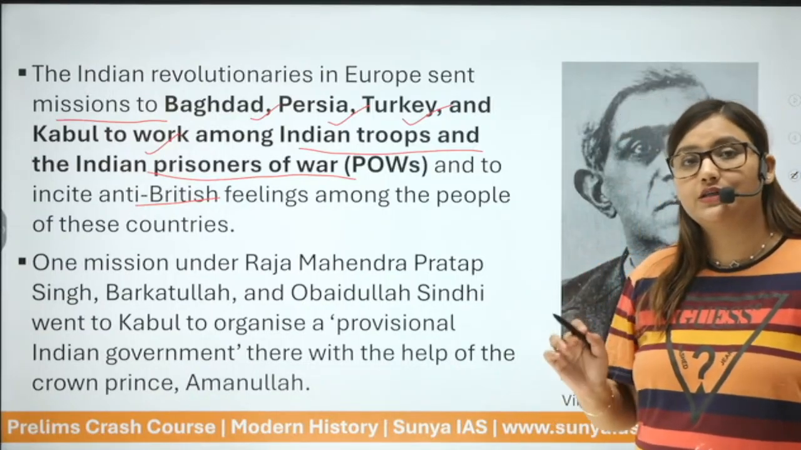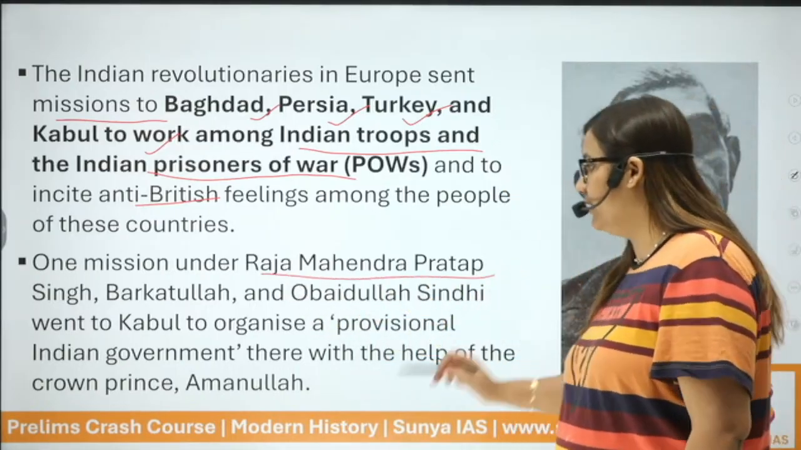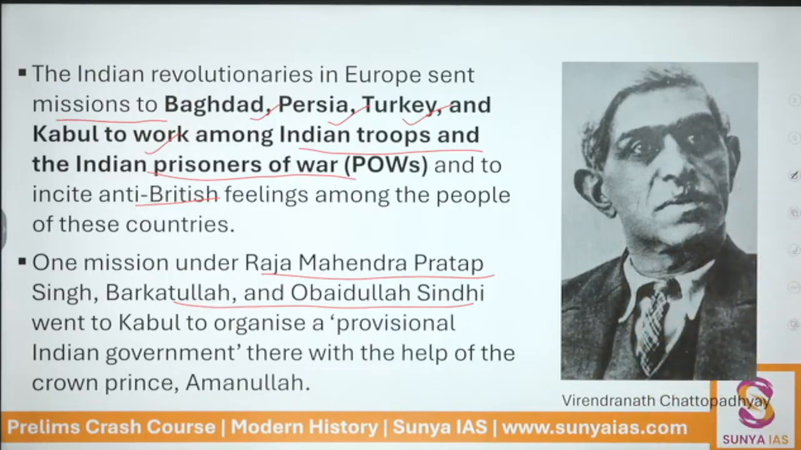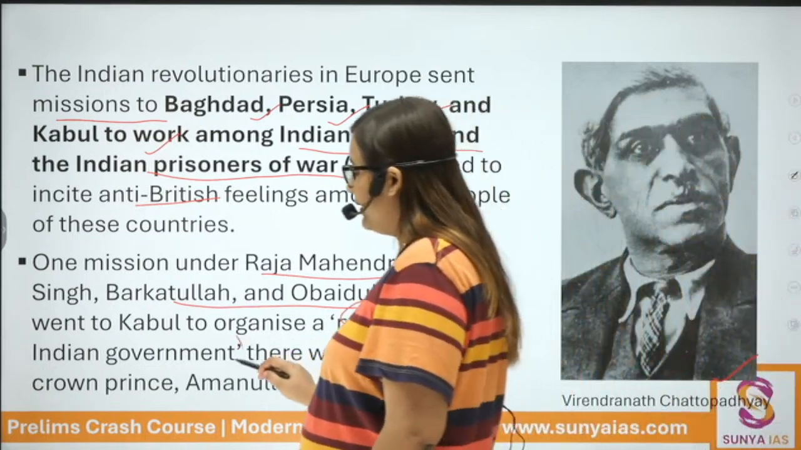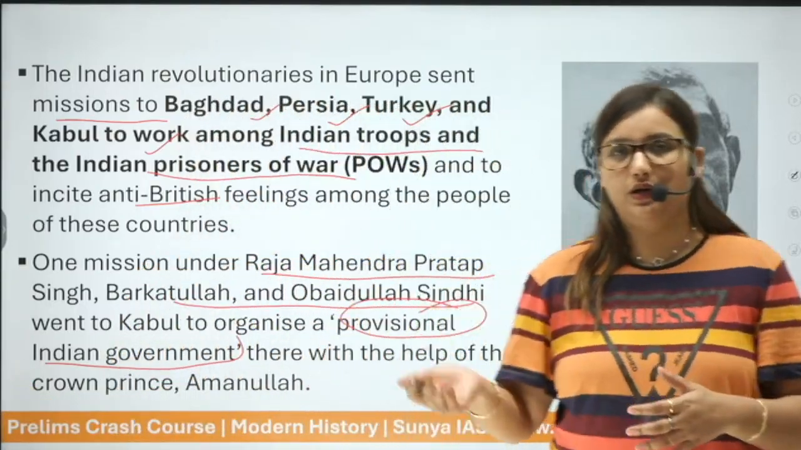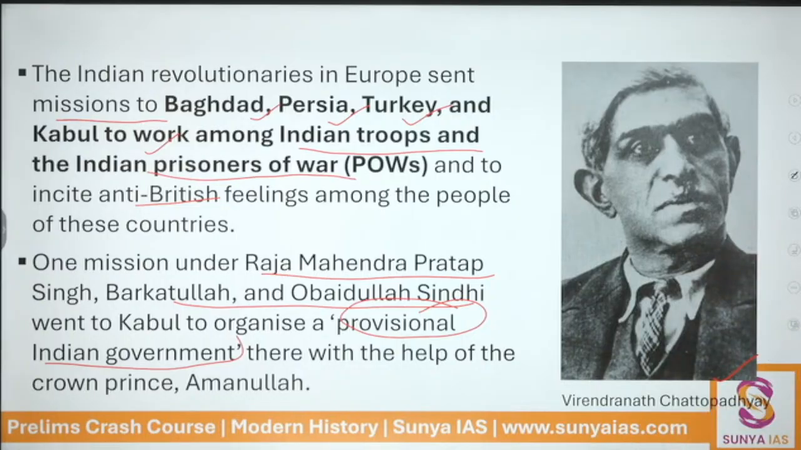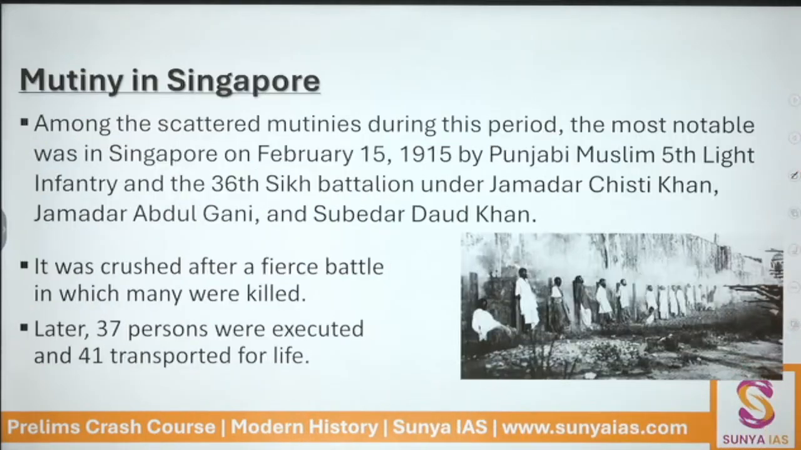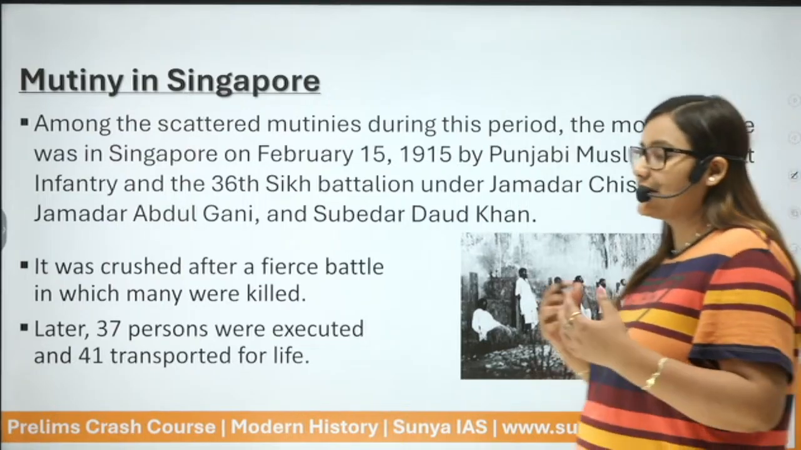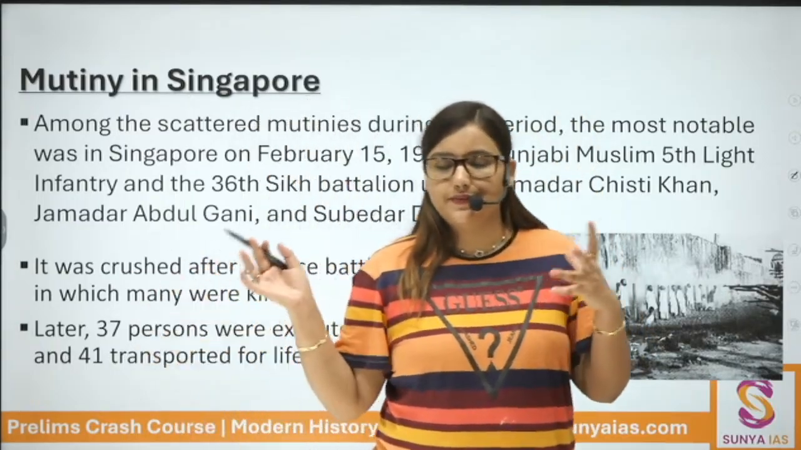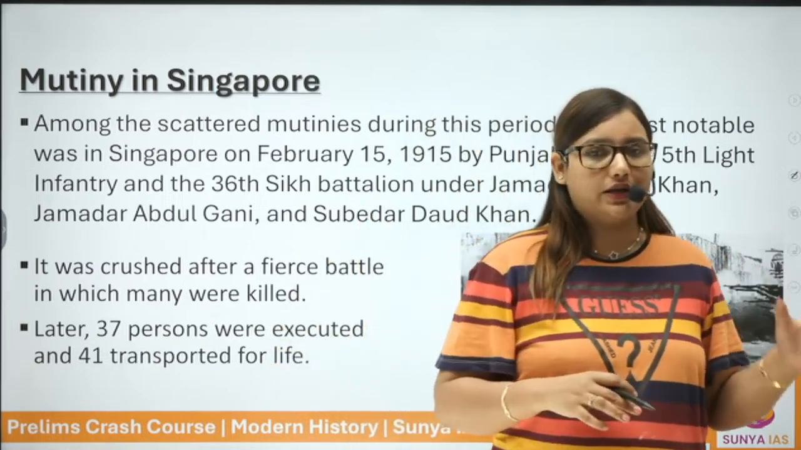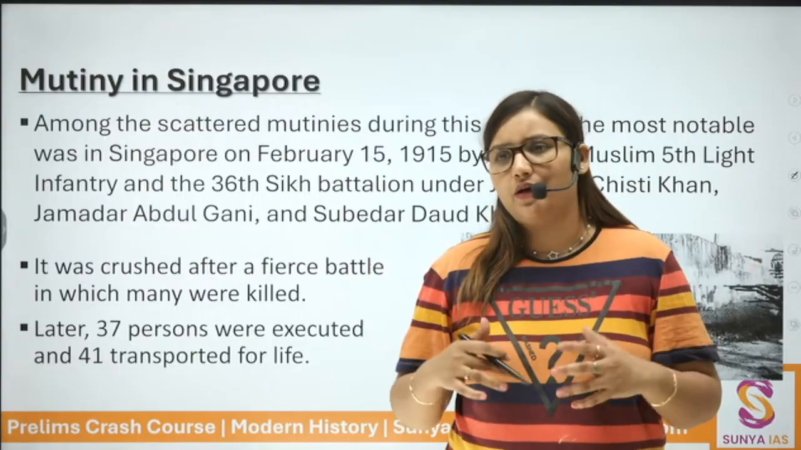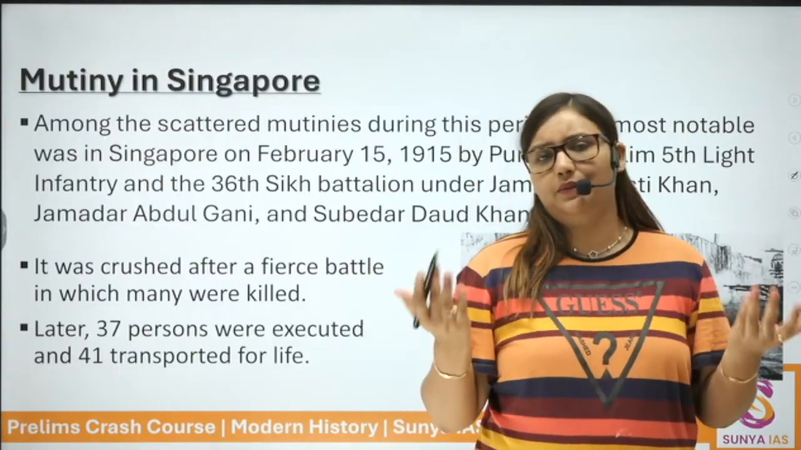One mission was under Raja Mahendra Pratap Singh. Raja Mahendra Pratap Singh, Barakatullah and Ubaidullah Sindhi went to Kabul. Here you can see Virendranath Chattopadhyay. They went to Kabul to organize a provisional Indian government. A provisional Indian government means a transitional government which could work later with the help of Crown Prince Amanullah. Amanullah was also helping, but again you will see that it did not get any success in the later stage because the Britishers somehow every time got the information because they had their spies everywhere, and they ultimately suppressed everything.